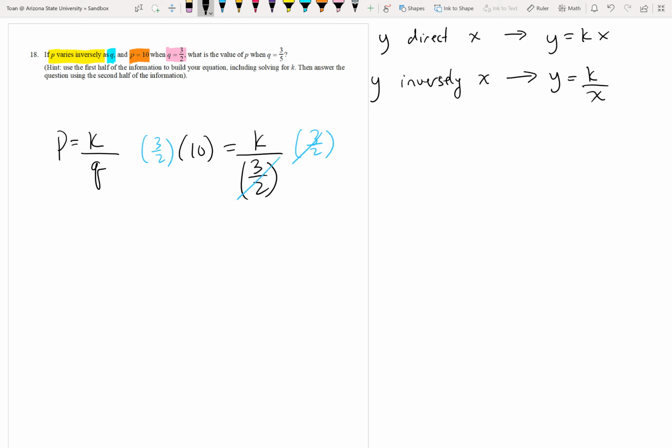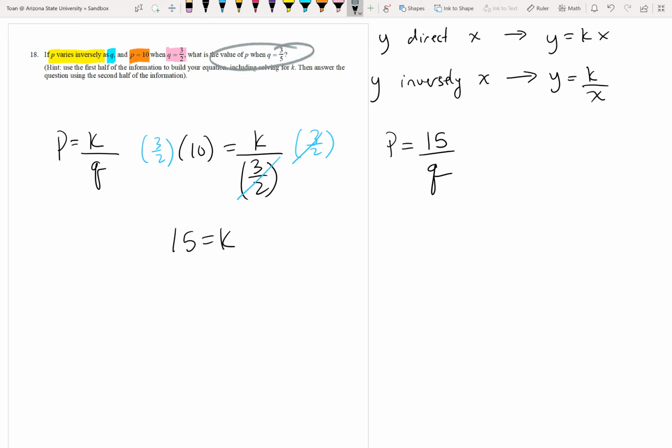That gives you k is 15. Now you have what I call a complete equation. The complete equation is plugging your k value back into the proportion equation while keeping everything else as variables. Right? Now that you have your complete equation, we can actually answer the question because they give you more information.